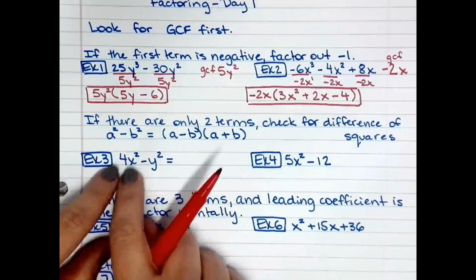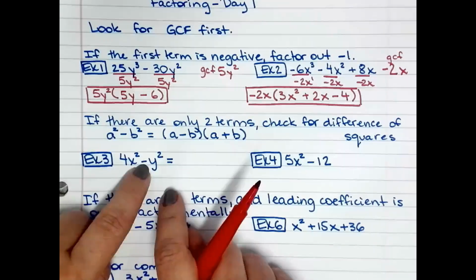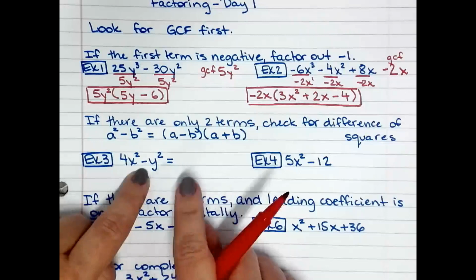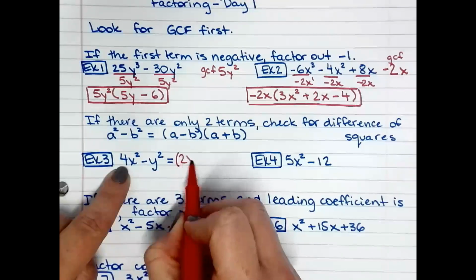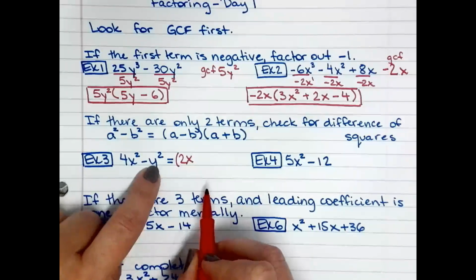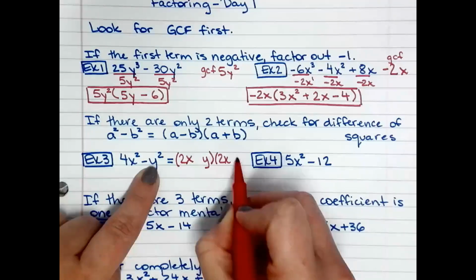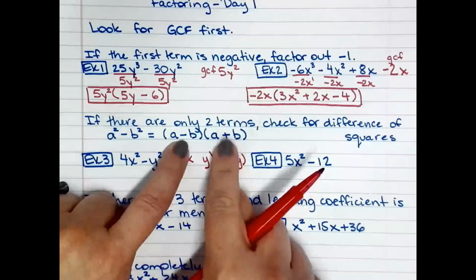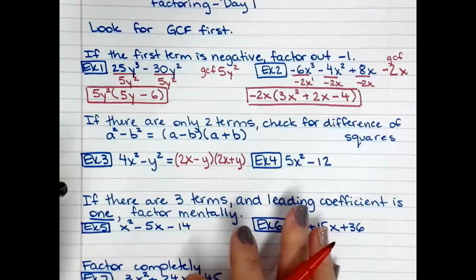4x squared is a perfect square. Y squared is a perfect square. And you have a minus in the middle. Therefore, example 3 is a difference of perfect squares. So take the square root of 4x squared, 2x. Take the square root of y squared, it's y. One is plus, one is minus, just like that. That's all you're doing there.